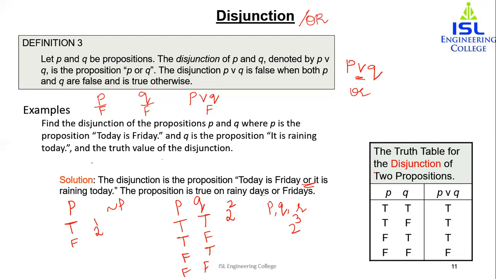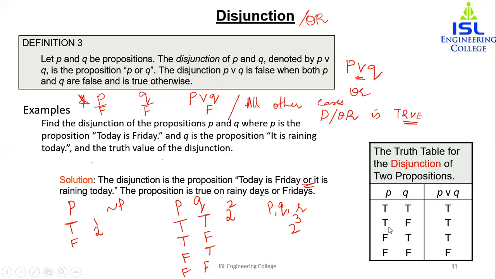Now let's see the truth table. Let's see the rule first. If P is false and Q is false, then P or Q will be false. In all other cases, the disjunction or is true. So P is true, Q is true, so both of them are true. In that case, it is true. Now what happens if P is true and Q is false?